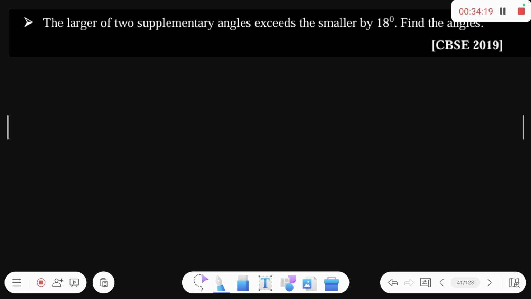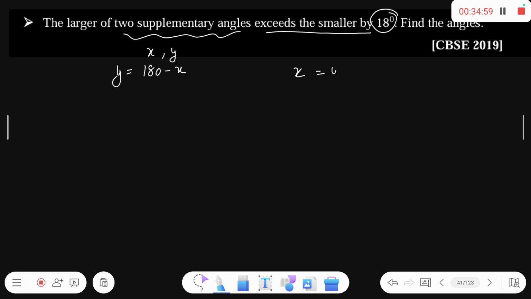Next, the larger of the two supplementary angles exceeds the smaller by 18 degrees. Two supplementary angles, so one is x, another is 180 minus x. Now it is saying one exceeds the smaller by 18 degrees, or you can say y is equal to 180 minus x, because the sum of the two will be 180. Now let larger be x. So larger exceeds the smaller, smaller is y, by 18.